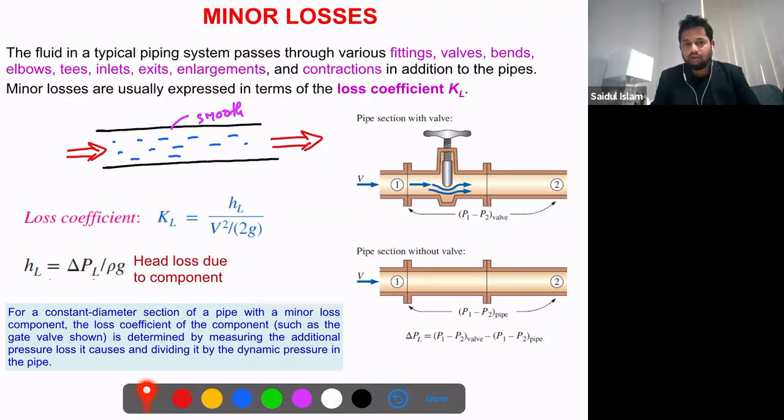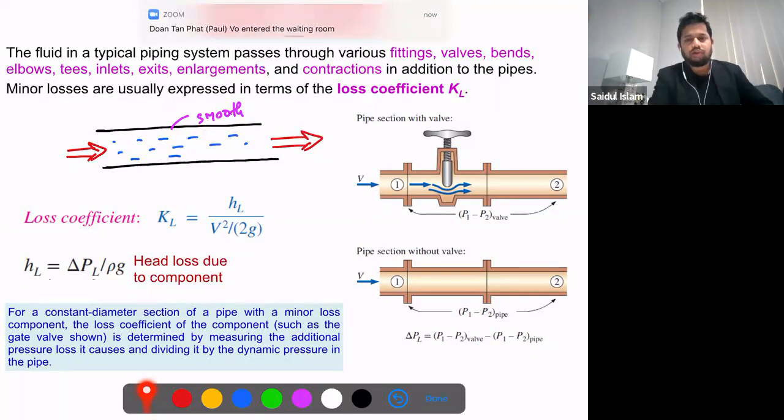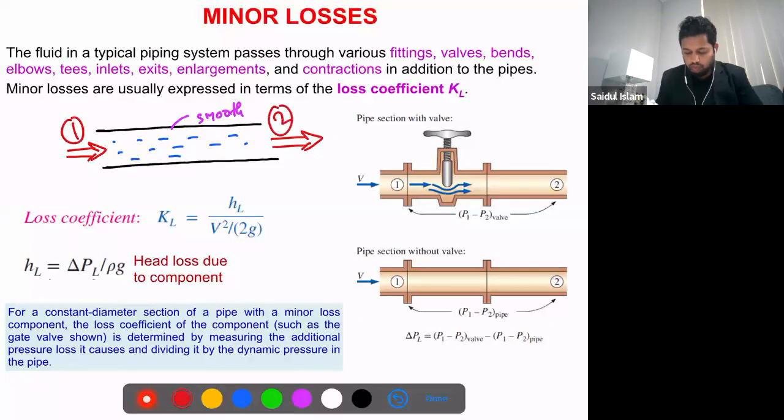What we can expect is that the flow will go in a steady way, a more smooth flow, with not that much pressure variation. If we say this is the inlet point one and this is point two, we can say that the overall flow will be so smooth that there will be no loss.